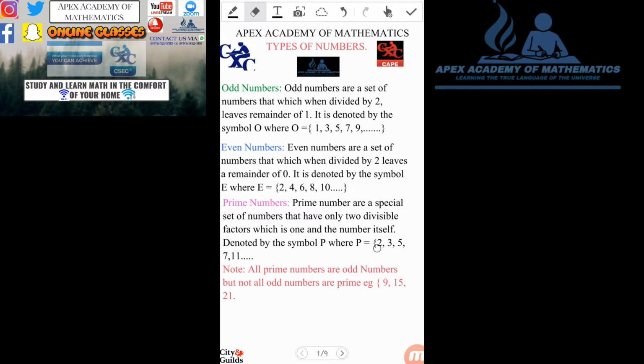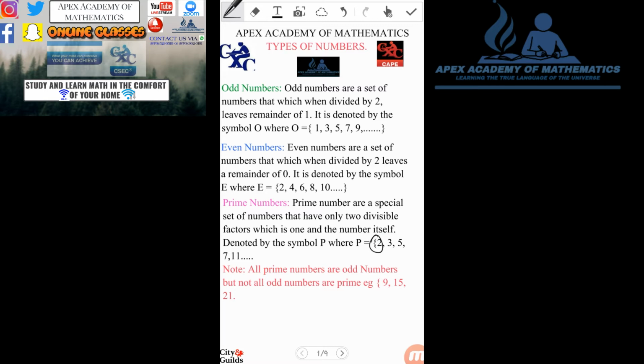Because of course we're going to take a look at this number here, number 2. It is the only even number that is a prime number. All other prime numbers are going to be odd numbers. All right, so let me just reiterate that for you. The number 2 is the only even number that we can consider to be a prime number. All other prime numbers will be odd.